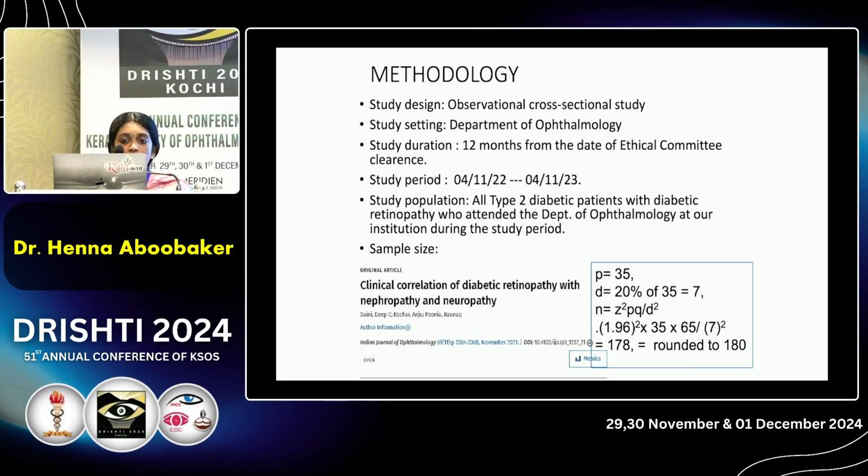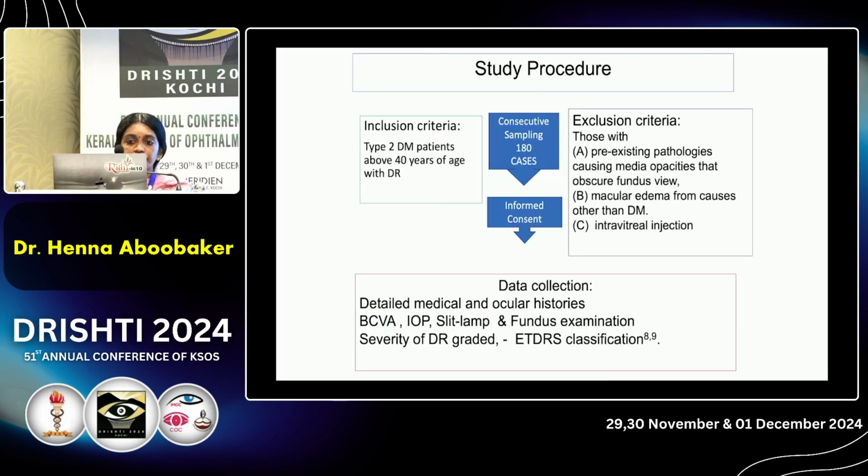The study population included all type 2 diabetic patients with diabetic retinopathy who attended the Department of Ophthalmology of our institution during the study period. Sample size was calculated by the formula Z squared PQ by D squared with a margin of error of 20%, based on a study conducted by Saini et al. in 2019 at Rajasthan. Sample size was calculated as 178, which is rounded to 180. So, based on the inclusion and exclusion criteria, 180 participants were recruited from the study population.